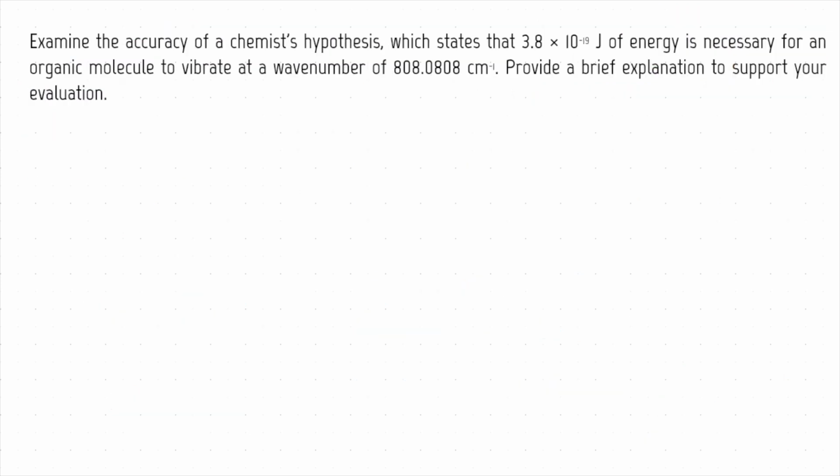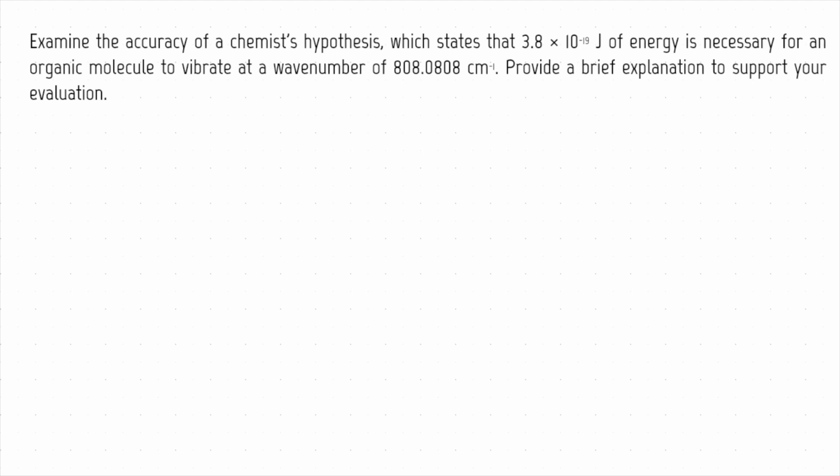Alright, let's move on to the second question. Examine the accuracy of a chemist's hypothesis which states that 3.8 times 10 to the power of negative 19 joule of energy is necessary for an organic molecule to vibrate at a wave number of 808.0808 per centimeter. Provide a brief explanation to support your evaluation.